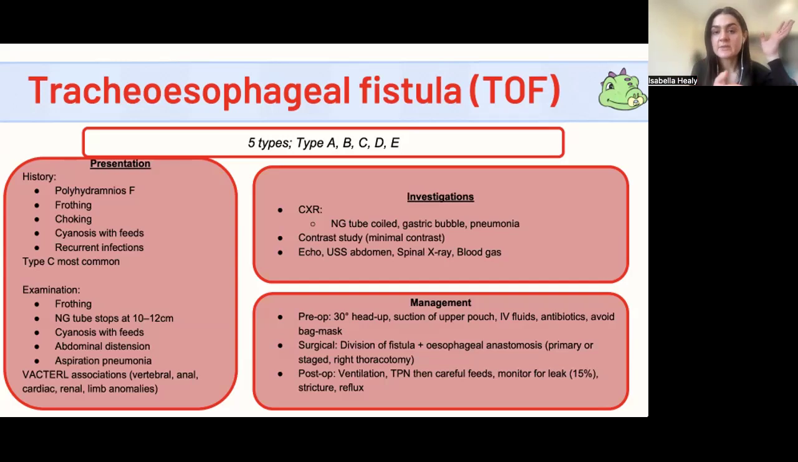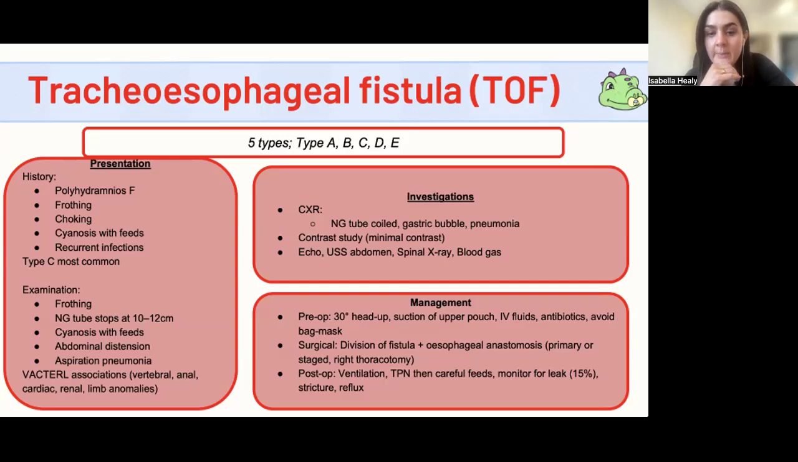Echo essential, just because we spoke before about the VACTERL associations, 20% of these babies have cardiac anomalies, so they need to be screened. Pre-op is baby should be positioned head up at 30 degrees, continuous suction, IV fluids, plus or minus antibiotics if they are looking like they're sick or have signs of aspiration pneumonia. And you want to avoid bag mask ventilation because this can cause gastric distension through the fistula and cause a new problem in and of itself.